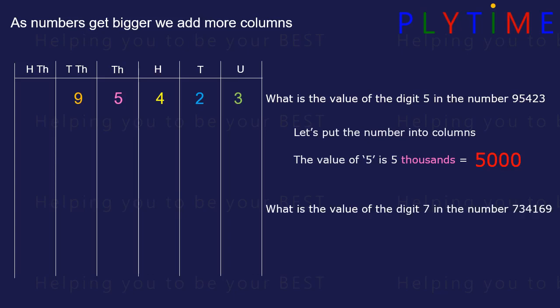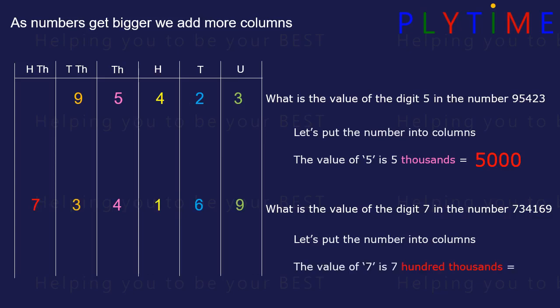What's the value of the digit 7 in this number? Let's put it into our columns. We can see the 7 is 100,000s, so it's 700,000.